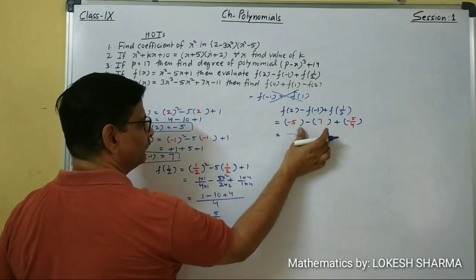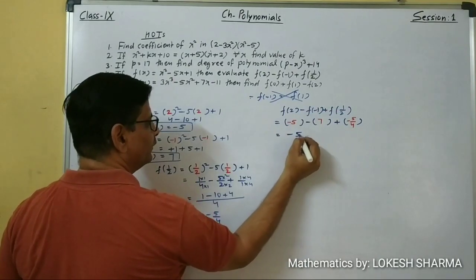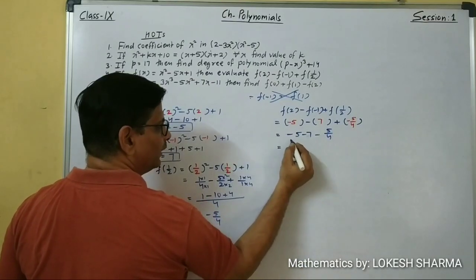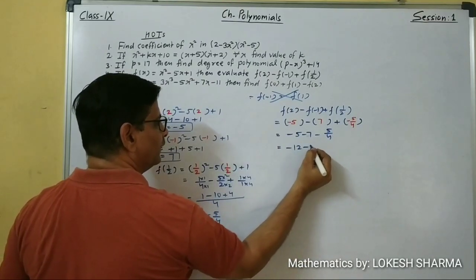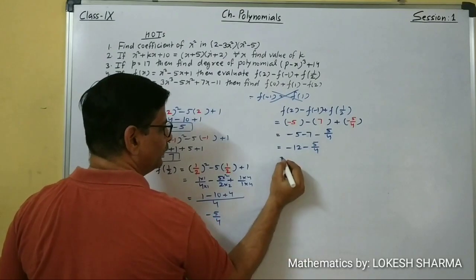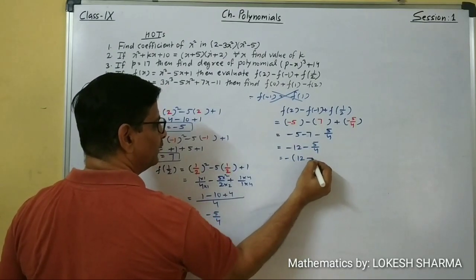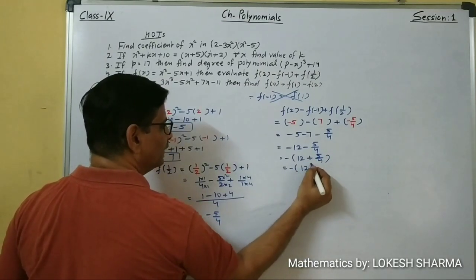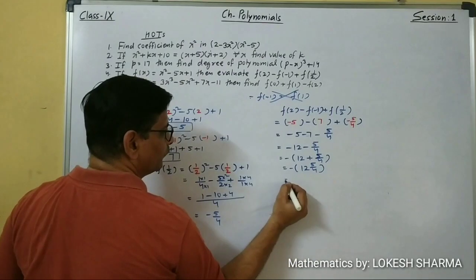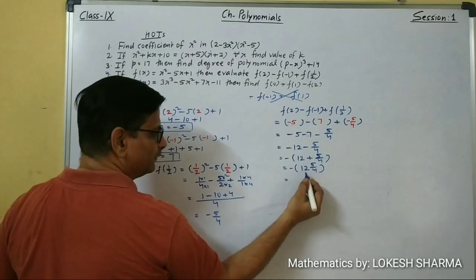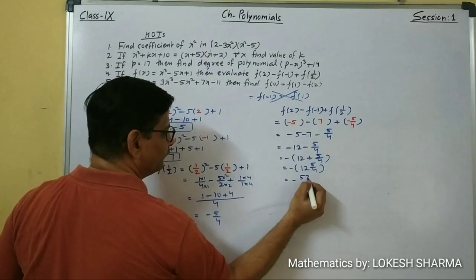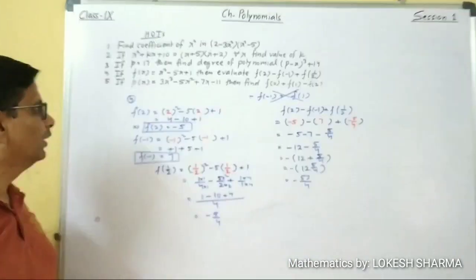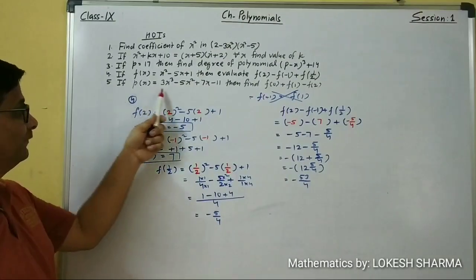So we will get minus 5 minus 7 minus 5/4. Okay, this means minus 12 minus 5/4. Taking minus common, we write it as minus (12 plus 5/4). This means 12 and 5/4. 12 times 4 is 48, 48 plus 5 is 53. Then the answer will be minus 53/4. Okay. Now I think you will be able to do question number 5 in the same manner.